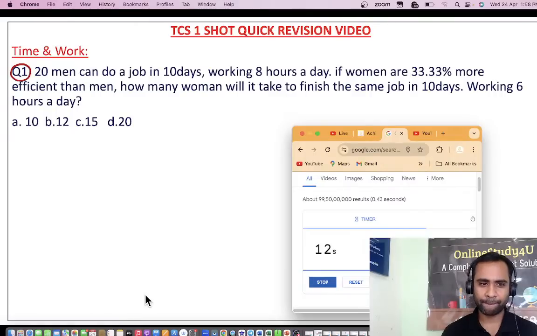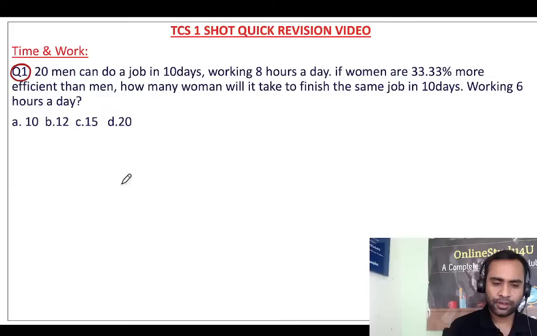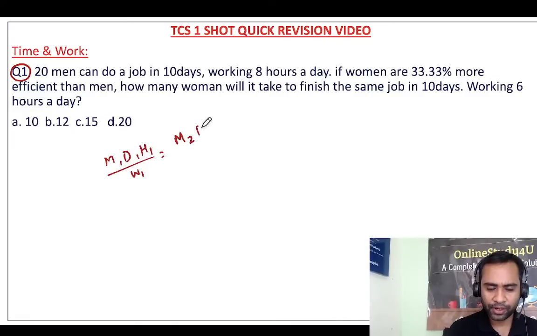15. Very good. So Ansi has solved, Mihir has solved. So 20 men can do a job in 10 days. So formula, write the formula: M1 D1 H1 by W1 will be equal to M2 D2 H2 by W2.